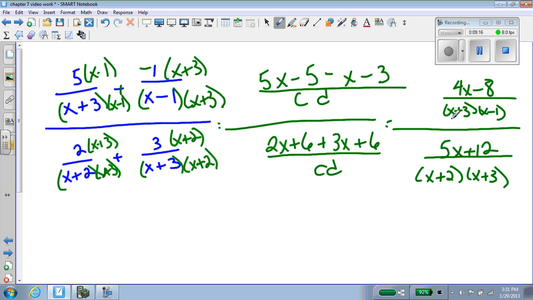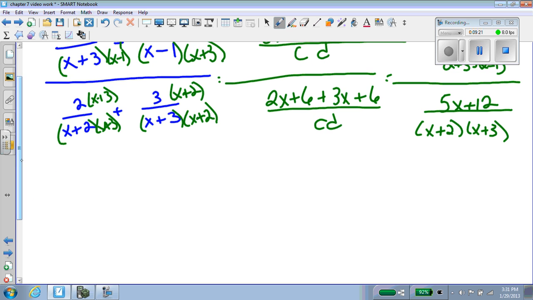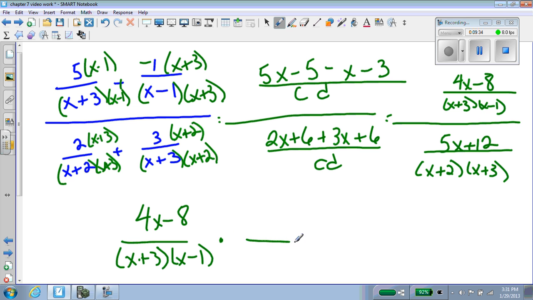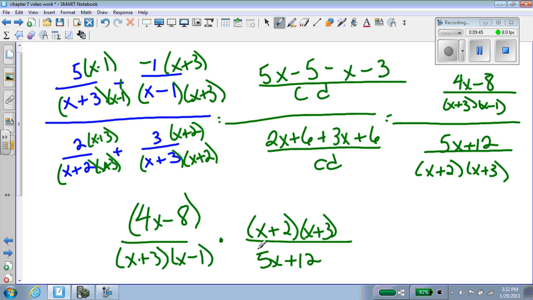Alrighty, so now I have one fraction in the numerator, one fraction in the denominator. I'm ready to go. Oh, I have to be able to see the problem to go. So I have 4x minus 8 over x plus 3, x minus 1, multiplied by x plus 2, x plus 3 over 5x plus 12. And again, binomials, I should put them in parentheses. All right, what do I have? I've got x plus 3. I've got x plus 3.